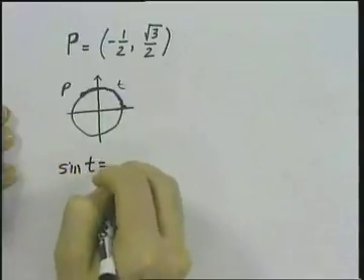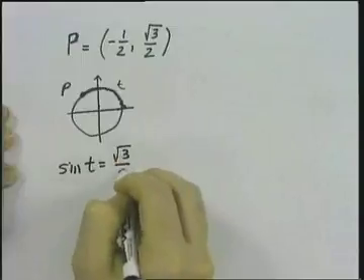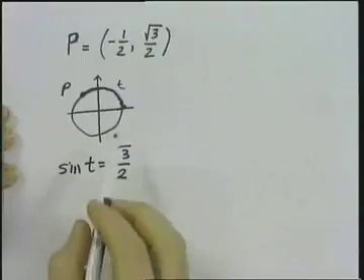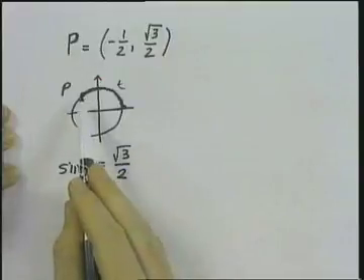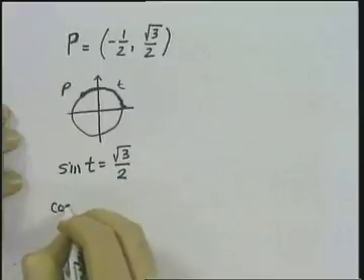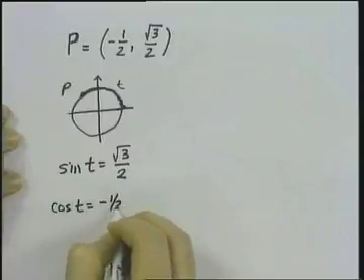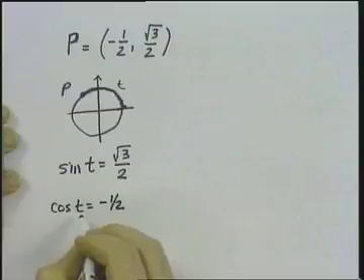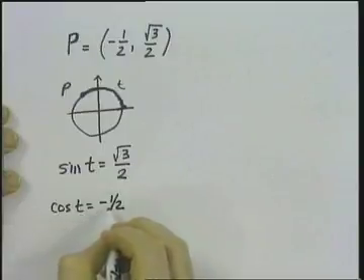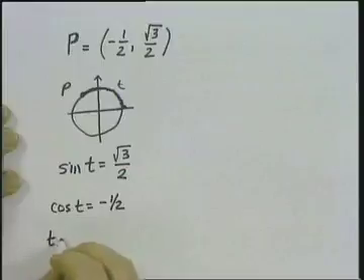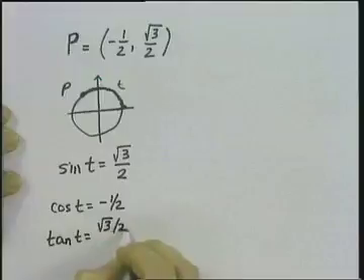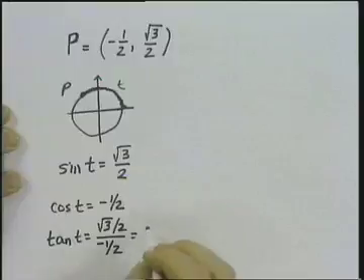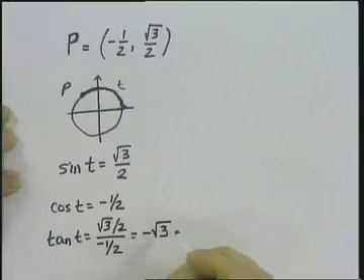So the sine of T is going to be equal to the square root of 3 over 2, because the sine of T takes as input the real number T and provides as output the y-coordinate corresponding to T. The cosine of T is going to be negative 1/2, because that takes as input the real number T and gives as output the x-coordinate. Then the tangent of T is going to be the ratio of the y-coordinate to the x-coordinate. So the tangent of T is going to be negative square root of 3.